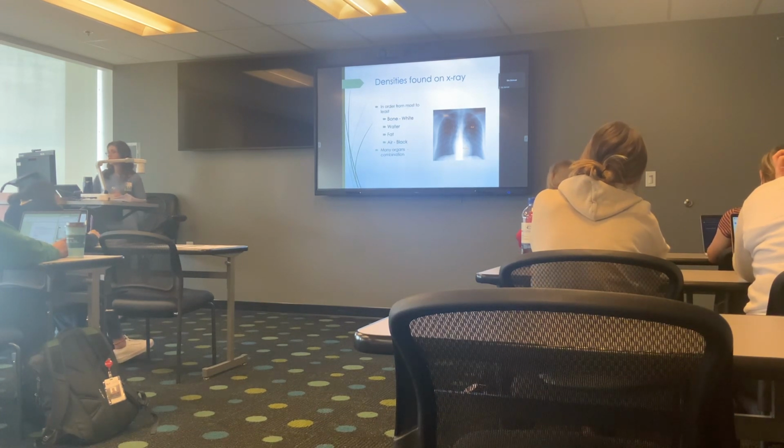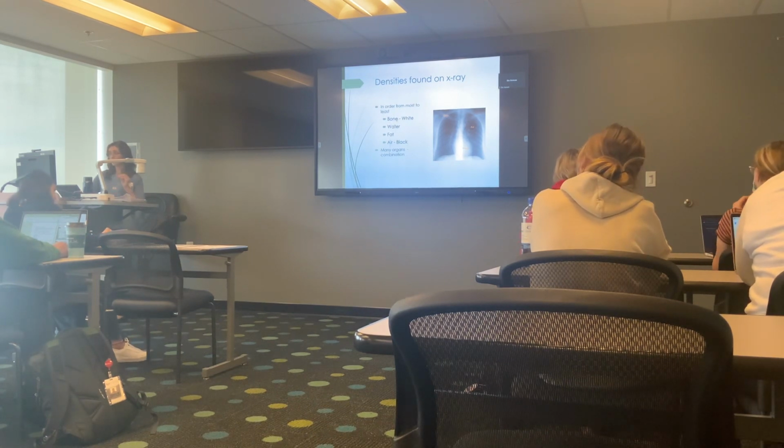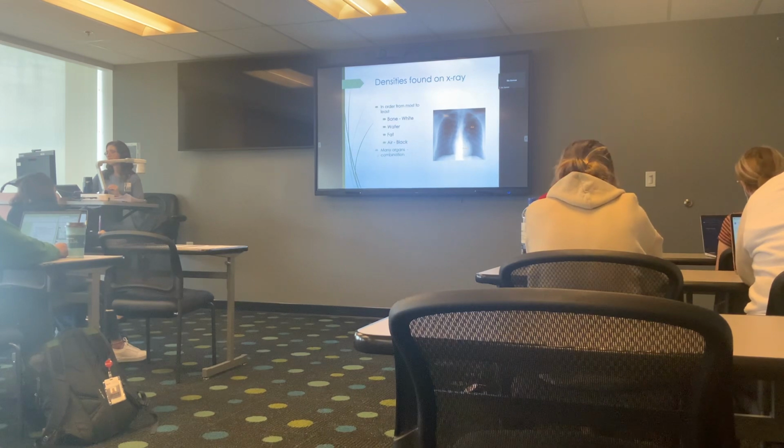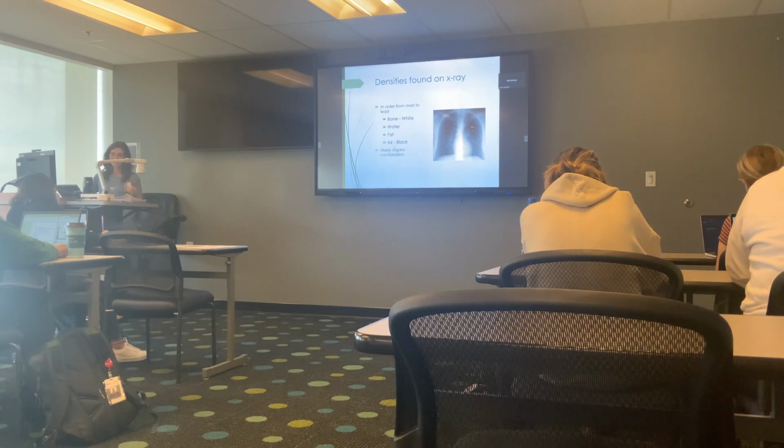It's kind of cool. So your four densities: bone, water, fat, and air. Bone is the most dense, it's going to look more white. Air is the least dense, most radiolucent, it's gonna appear black, okay?